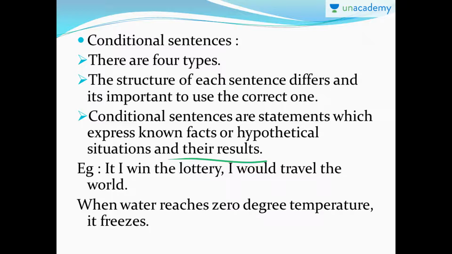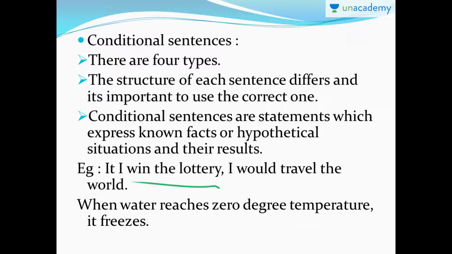Now, for example, if I win the lottery, I would travel the world. So there are 2 clauses. I've done a lesson on clauses in the previous course, that is Basics of English Grammar Part 1. So please do go back and watch the clauses because they are the basics for conditional sentences. Alright. So here there are 2 clauses. One is the independent clause, one is the dependent clause. Here this is the dependent clause, the first one.